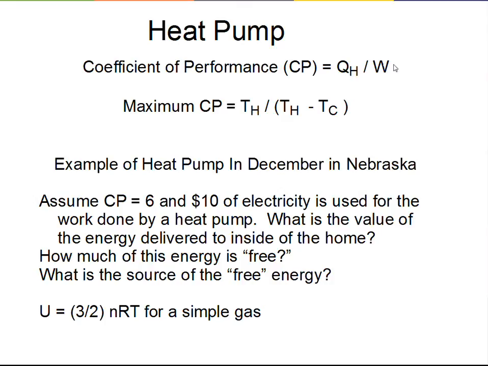Well, that's not too bad. 6 here, $10 here, $60 for Q sub H. I use $10 of energy in the heat pump. I get $60 of energy delivered to the house. And again, assuming no losses, an ideal engine, ideal heat pump. So CP is 6, $10 for the W, $60 for Q sub H.